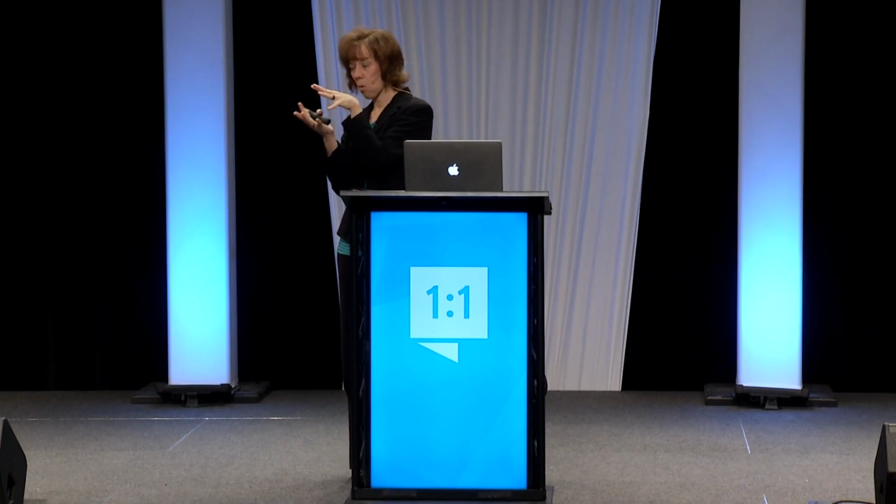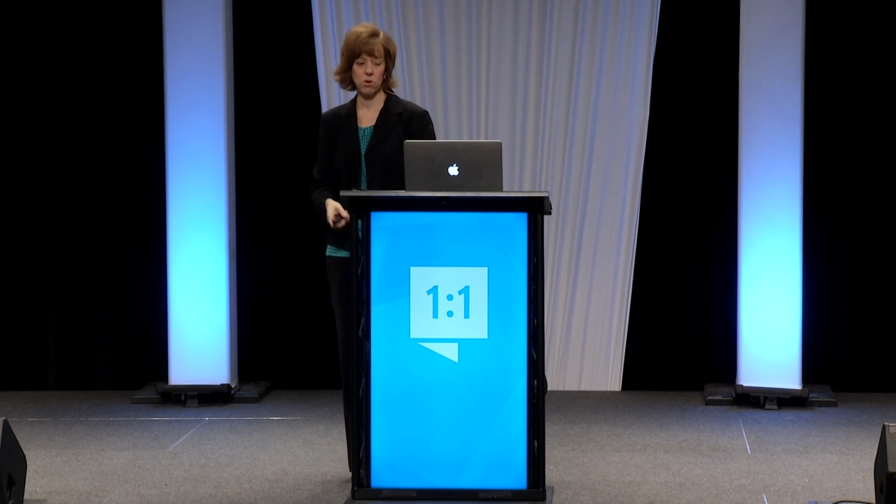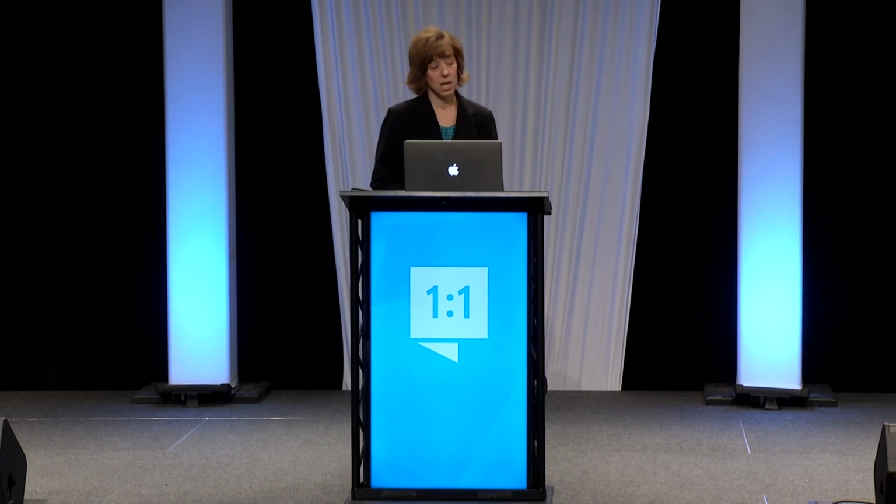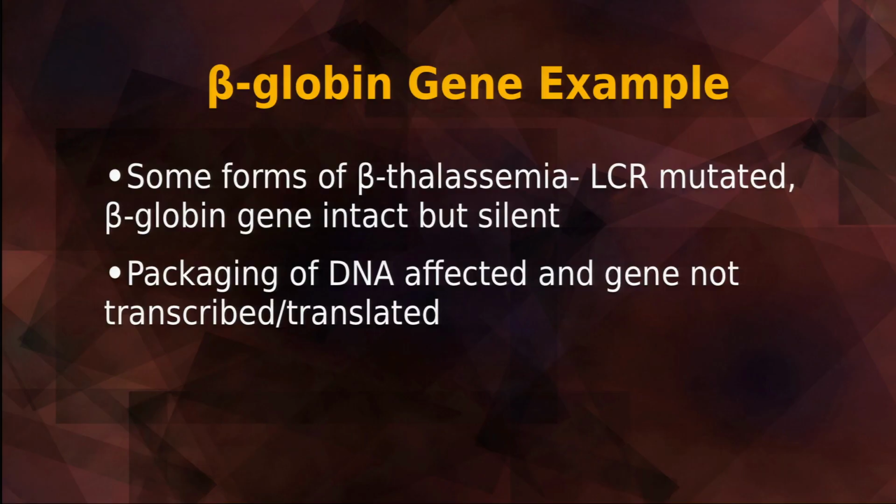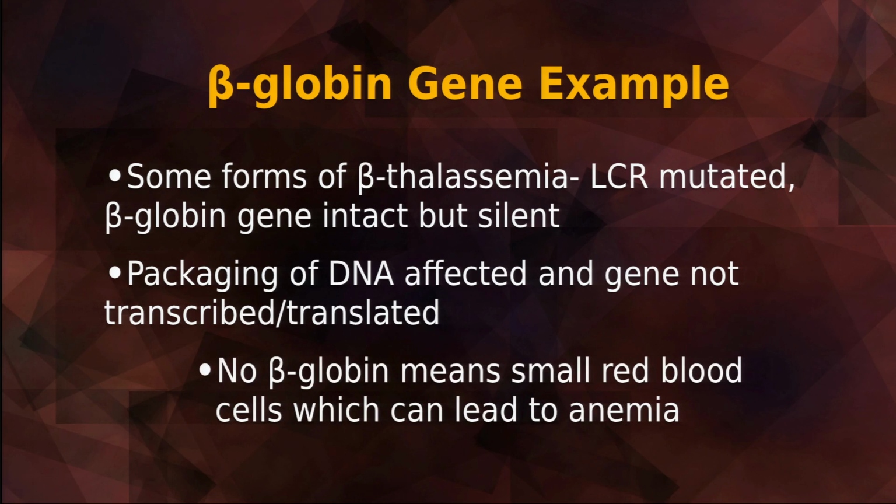It basically winds it up, so it can't be transcribed and it can't be translated, and so you don't get the gene. And as a result, if you don't have beta globin or not much beta globin, you have really small red blood cells and they can't carry enough oxygen, and so you get a type of anemia as a result of that. So the formatting of the DNA is really important to the physical organization of the genome, because it's important for the proper regulation of the genes.